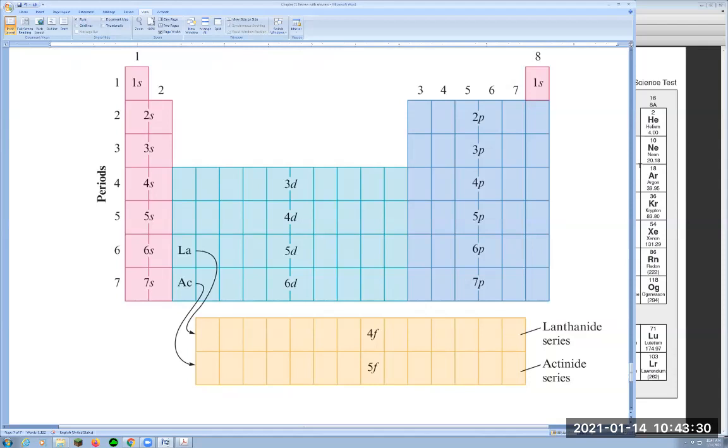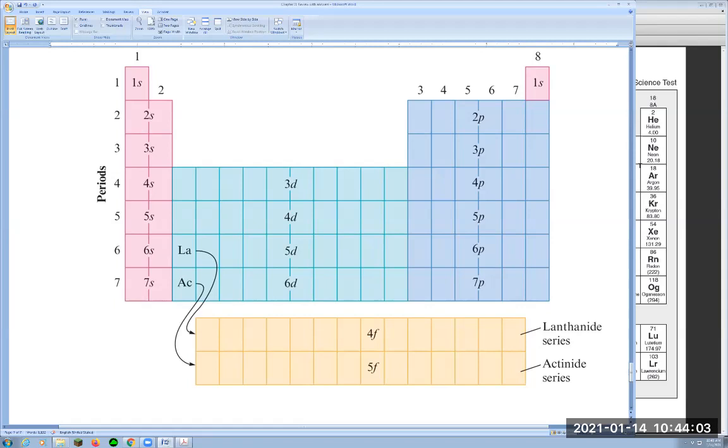And then once you fill the 3d, you can fill the 4p. And then you go down one row again and go into the 5 period and fill the 5s and then the 4d, because again there is overlap between the 5th shell and the 4th shell. And then from the 4d you go to the 5p. And it's when you reach period 6 and period 7 that you will fill the f orbitals.